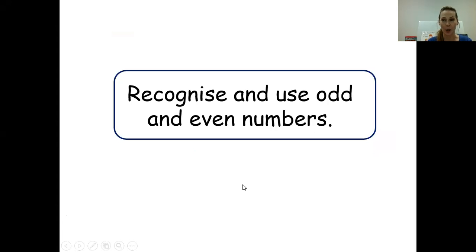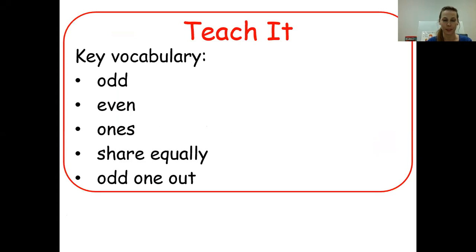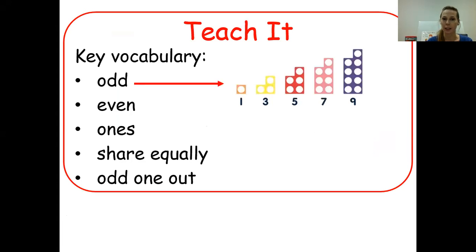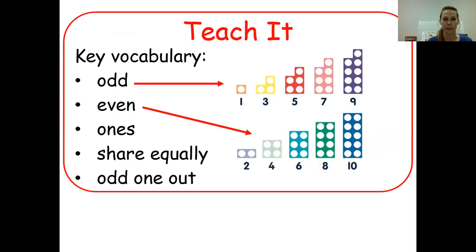Okay, so today we're learning to recognise and use odd and even numbers. Our key vocabulary for today's lesson is odd, even, ones, because it's the ones that you need to look at to tell whether a number is odd or even, share equally, and odd one out.